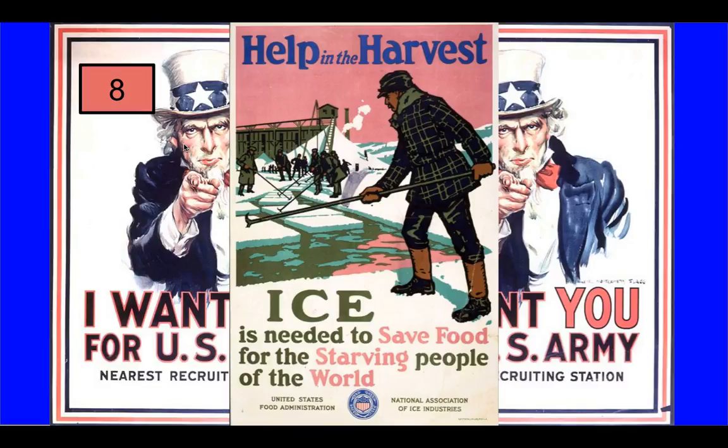We don't think of ice as something that was a hot commodity today, but at this time it was actually pretty rare to have ice because it had to be harvested from somewhere around the world. So asking people to go help the ice harvest so it can help save food for people who need it and our soldiers as well.